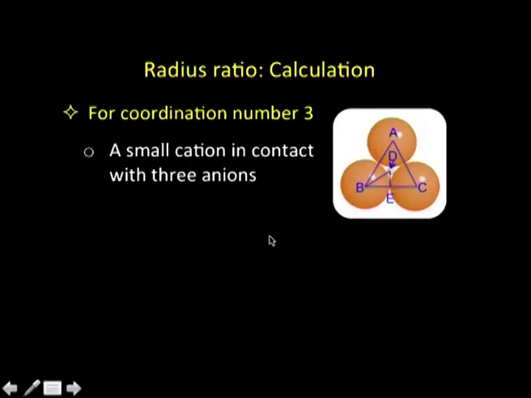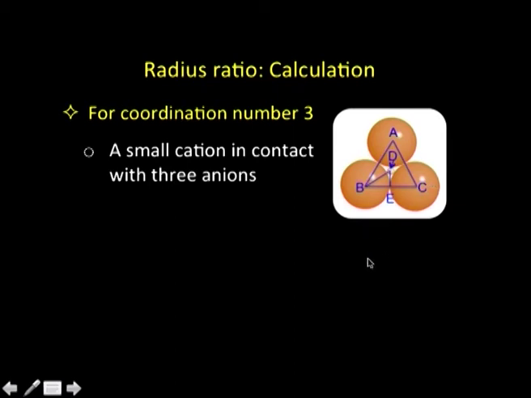Okay. Now, let me take up one simple example here, where we are trying to calculate the radius ratio for coordination number 3. So, what we do is we take a small cation right here, which is surrounded by 3 anions as neighbors over there. We just mentioned that the anions should not touch, but we have taken a structure here wherein we have purposely put the 3 anions in such a fashion that they are touching each other, because we want to find out the limiting value there.